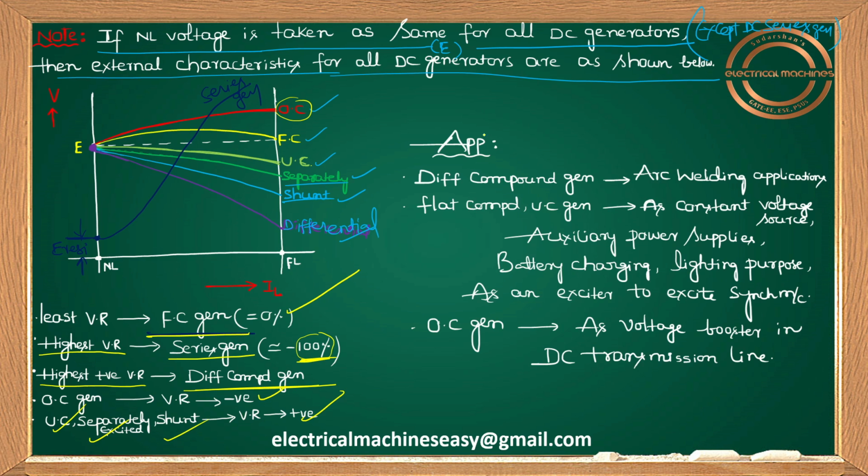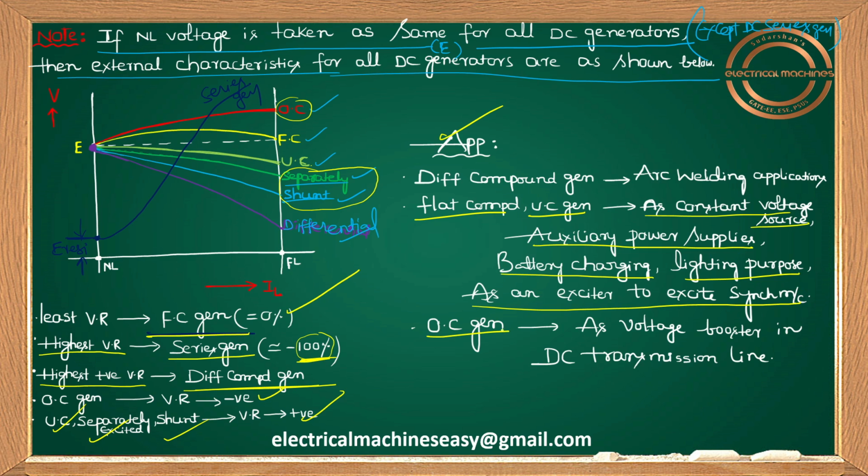Okay, guys, and let us see applications. For flat compound and under compound, applications are similar to those of separately excited and shunt generators, which I explained in the earlier session. If you want, you can refer there. You can use flat compound or under compound also as constant voltage sources, auxiliary power supplies, battery charging using the constant voltage method, for lighting purposes, and as an exciter to excite the synchronous motor. These things I explained there, so I am just repeating here.